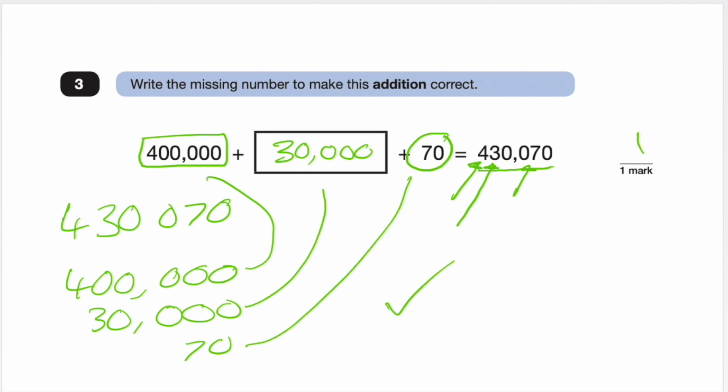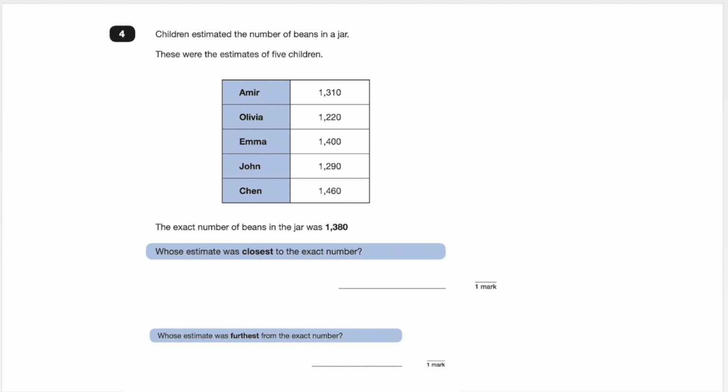Give ourselves a mark. Question 4 says, children estimate the number of beans in a jar. These were the estimates of 5 children. We can see in this table we have those estimates. Then it says the exact number of the beans was 1,380. And then we have 2 questions. First one says, whose was the closest to the exact number? And then the second question says, whose estimate was furthest from the exact number?